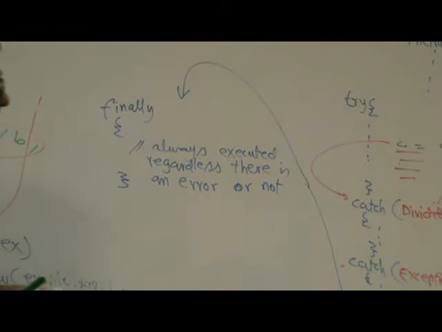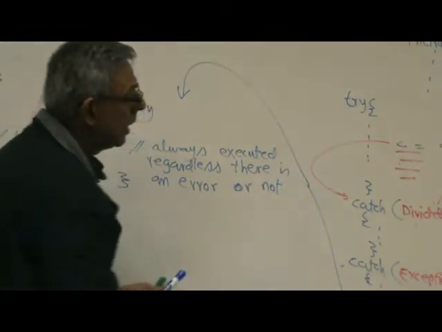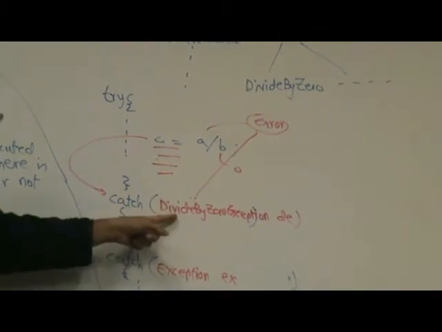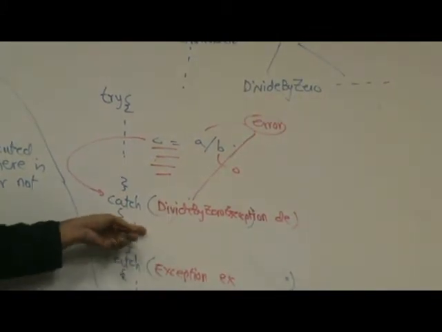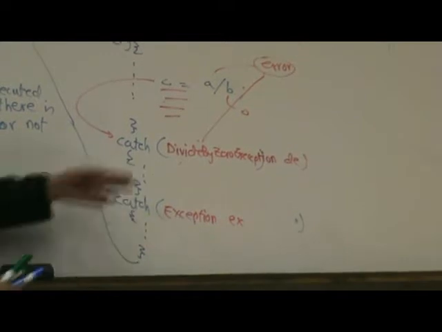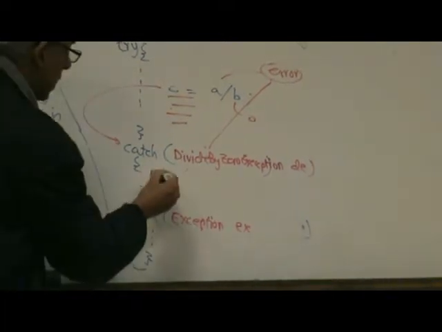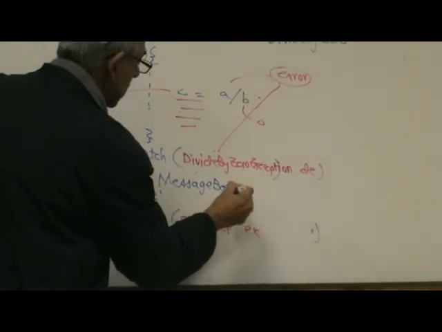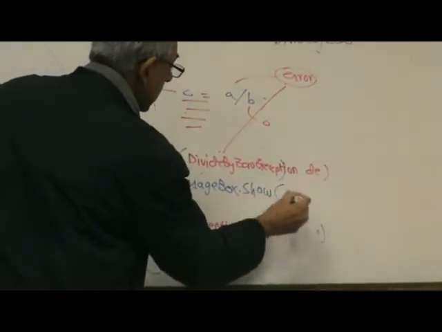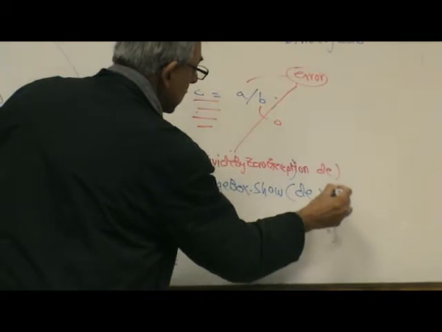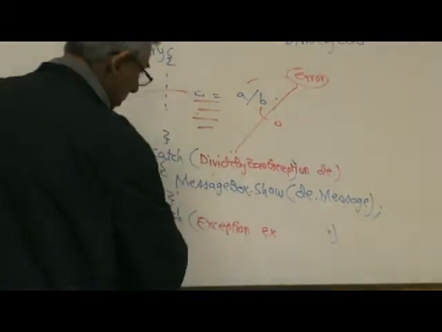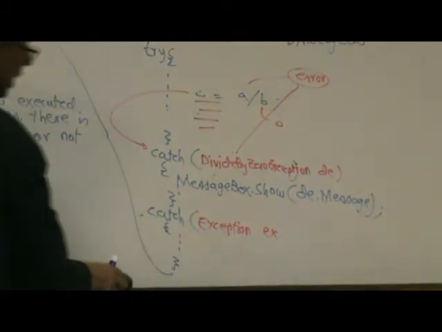Okay, so in this example, if we wrote C equal to A divided by B, it will come over here, whatever we said, display the error. So if we simply said over here, message box dot show, let's say, DE dot message. Every exception has a message property, so we can display the message, right?